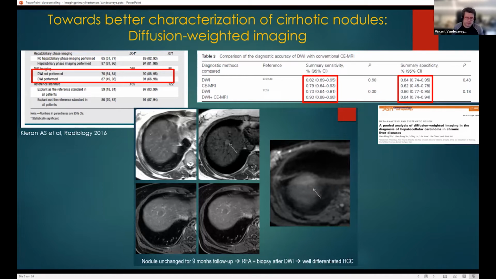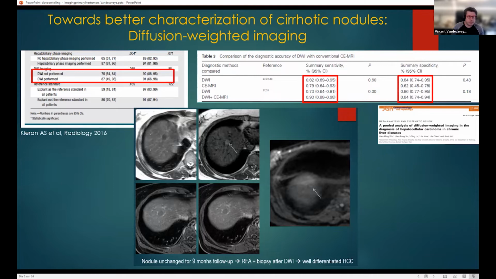How do we cope with this in our center? Well, the surgeons will go for a laparoscopic radiofrequency ablation, but for our quality control, during the radiofrequency ablation, they always take a biopsy. And I think that's a good way to go. MRI is a very powerful tool in HCC, but we need a constant quality control.